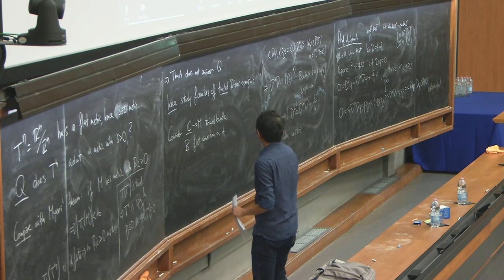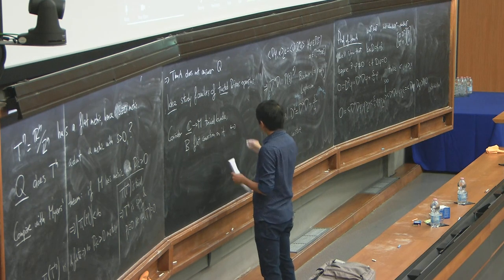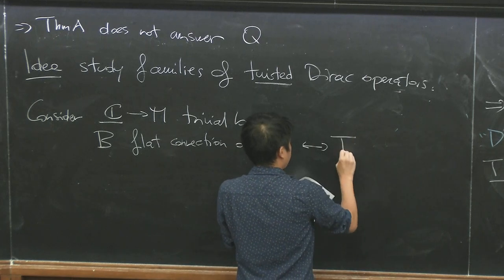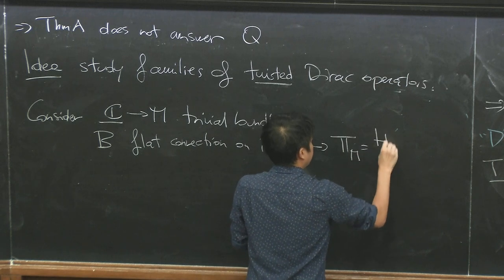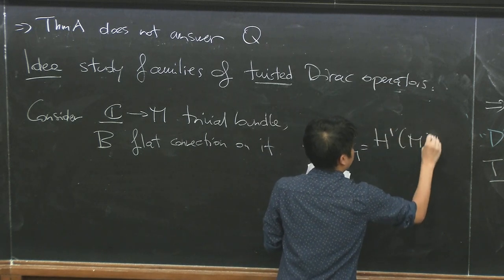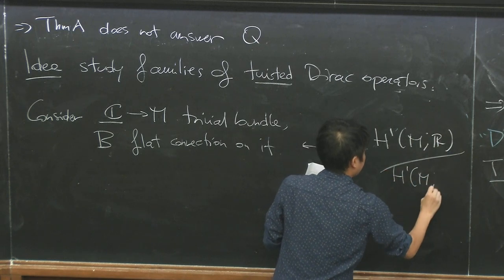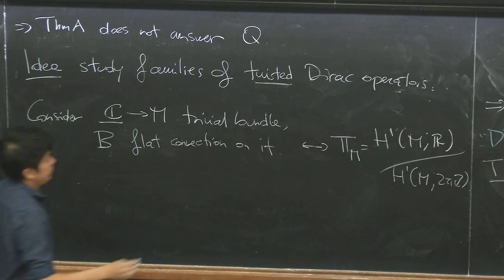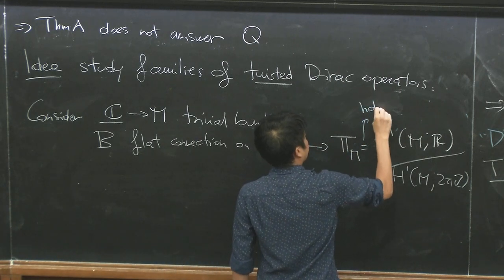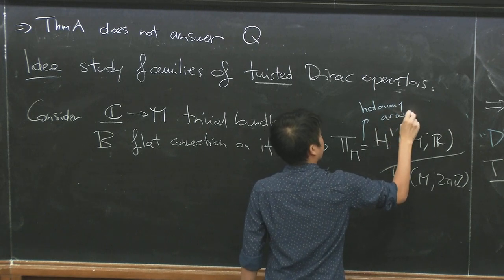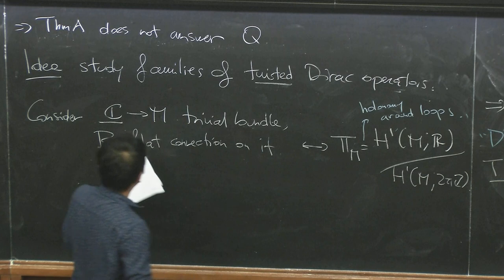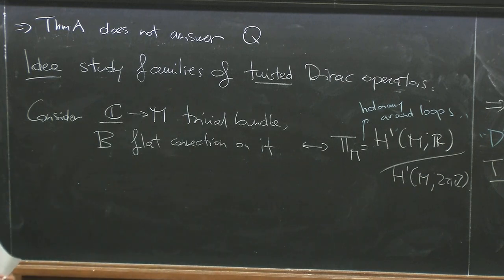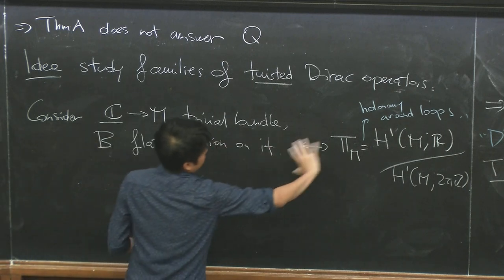These are in bijection, up to equivalence, with the torus of flat connections. This is H1 of M with R coefficients modulo H1 of M with 2 pi Z coefficients. The correspondence is given by holonomy around loops. If you have a flat connection, you can parallel transport things around loops, and things will come back a little rotated, so that gives you a holonomy. A flat connection on a bundle is determined up to equivalence by its holonomy.